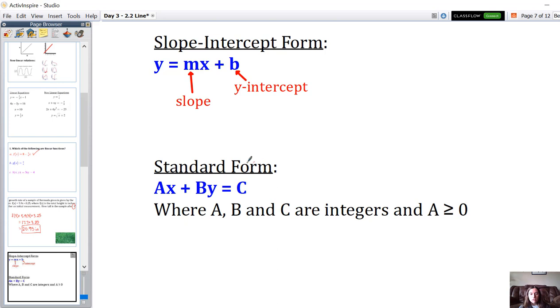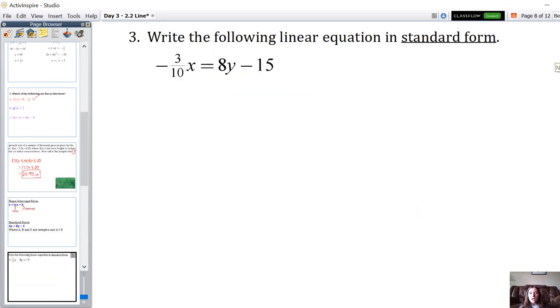Then we've got standard form, ax plus by equal to c, where a, b, and c are all integers, and a has to be positive. So no fractions, no decimals, and a cannot be negative. So let's practice writing some equations in standard form.